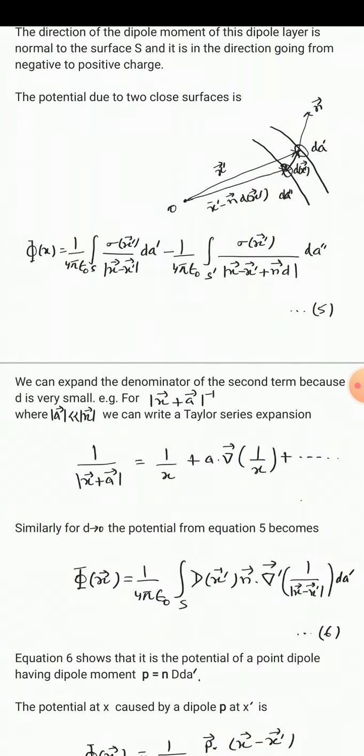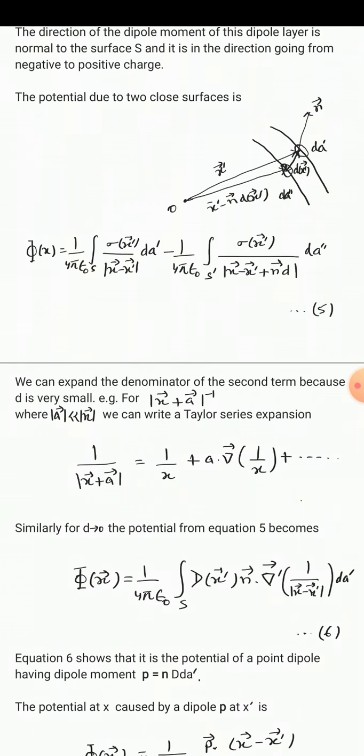So the potential due to these two closed surfaces becomes phi of x is equal to 1 by 4 pi epsilon naught, the integral over the surface S of sigma of x dash, over modulus of x minus x dash, dA dash, minus 1 over 4 pi epsilon naught, the integral over S dash of sigma of x dash, over modulus of x minus x dash plus n times small d, dA double dash, equation 5.